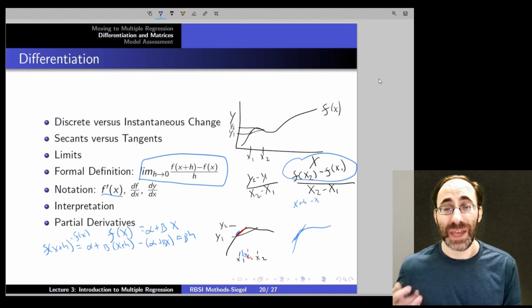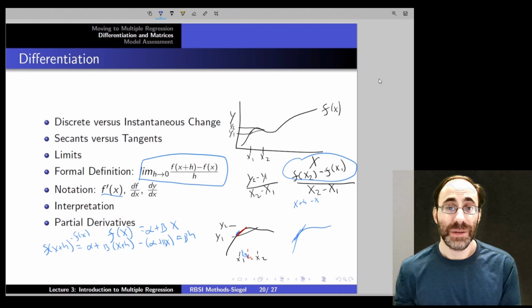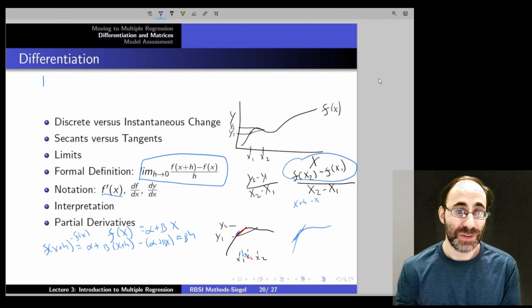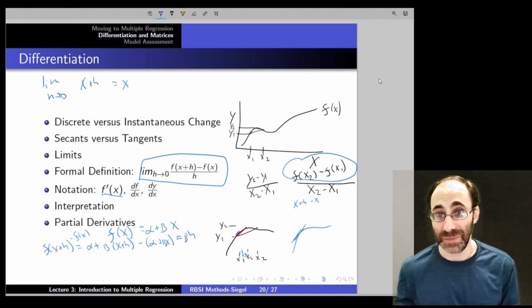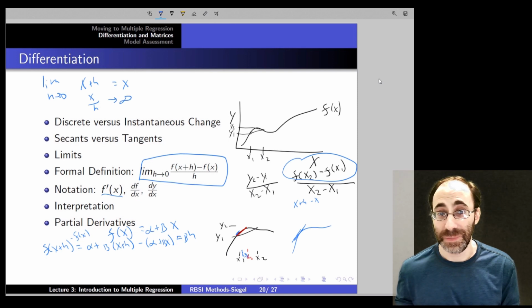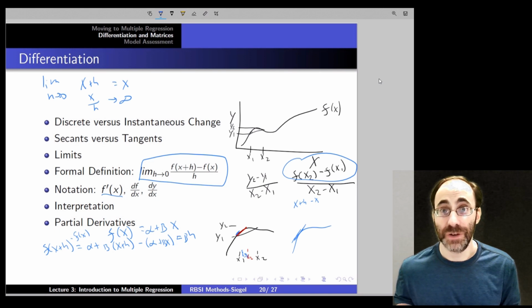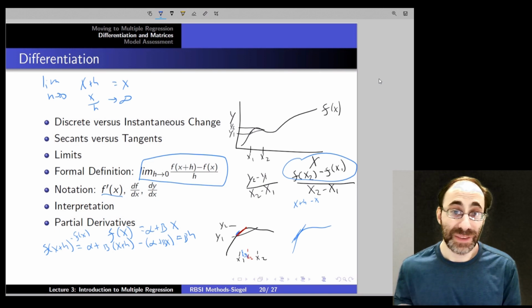The limit means you make h smaller and smaller and smaller until it goes away. In some cases, that's pretty straightforward. So for instance, if I take a limit as h goes to 0 of x plus h, I get x, because the h goes to 0. That's easy. If it's the same limit like this, with h in the denominator, then that would go to infinity, because h goes to 0, the bottom goes to 0, and anything divided by 0 goes to infinity. So that blows up and the limit doesn't exist.